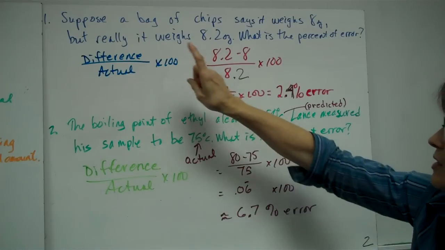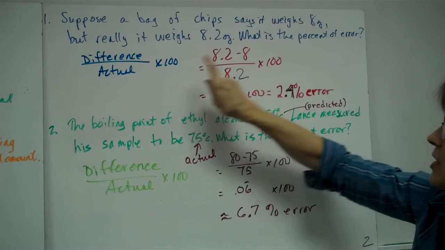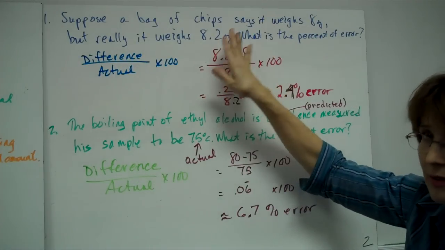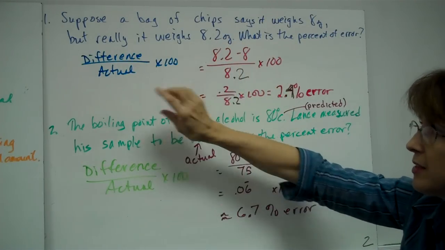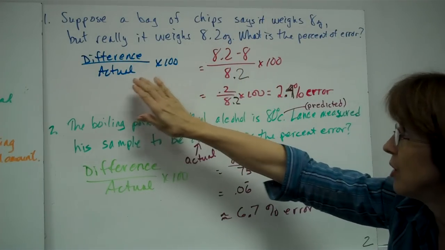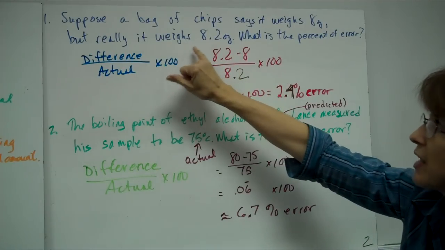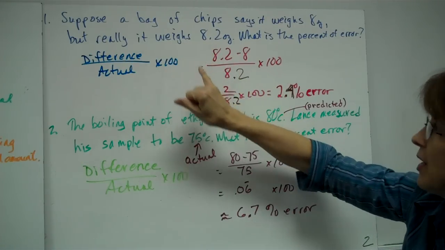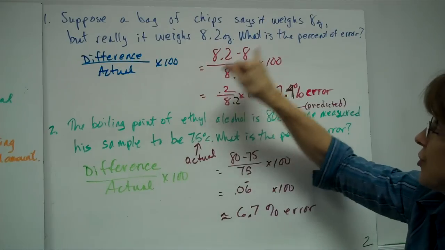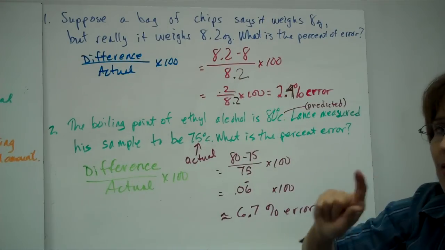Okay, so what we learned from that experience was that it's always going to be the difference of the two, which is pretty easy to figure out. But the tricky part sometimes is the actual. The actual is going to be what it actually weighed, the actual thing. So here it was 8.2, not 8. Okay. Same thing for this one.